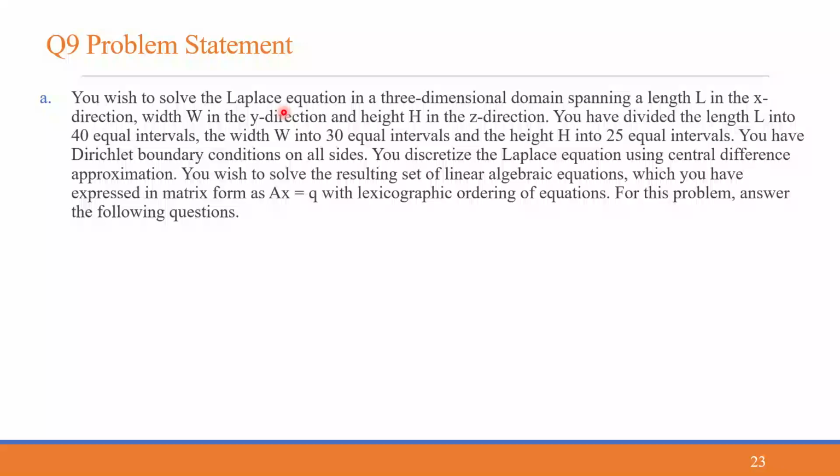You wish to solve the Laplace equation in a three-dimensional domain spanning a length L in the x direction, W in the y direction, and height h in the z direction. You have divided the length L into 40 equal intervals, W into 30 equal intervals, and height h into 25 equal intervals. You have Dirichlet boundary conditions on all sides. You discretize the Laplace equation using central difference approximation. You wish to solve the resulting set of linear algebraic equations, which you have expressed in matrix form as Ax is equal to Q, with lexicographic ordering of equations. For this problem, answer the following question.